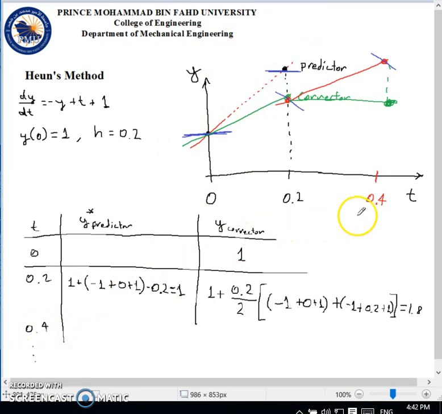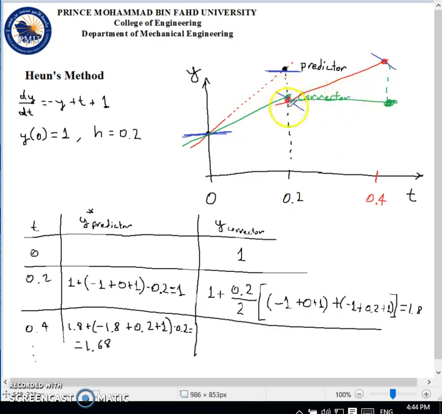So at 0.4, the predictor is going to be the previous point, so 1.8, plus the slope at 0.2, so this red line, which we find by substituting in the ODE the y and t, so the previous corrector y and the previous t, so that will be minus 1.8 plus 0.2 plus 1, times the step 0.2, that equals 1.68.